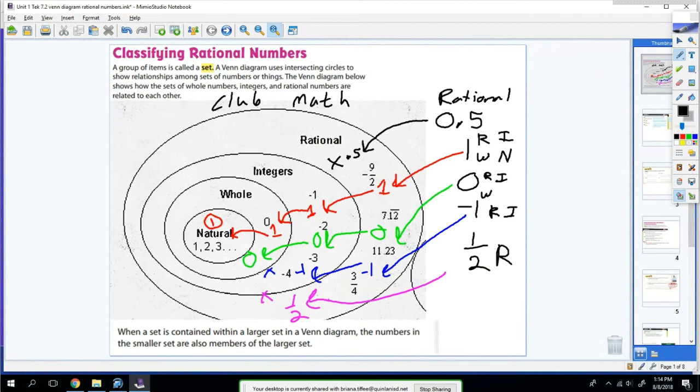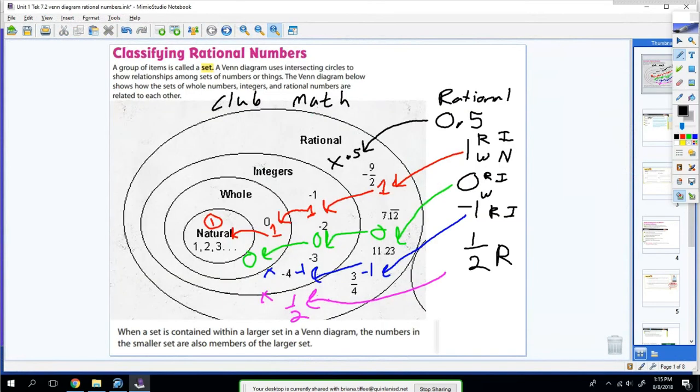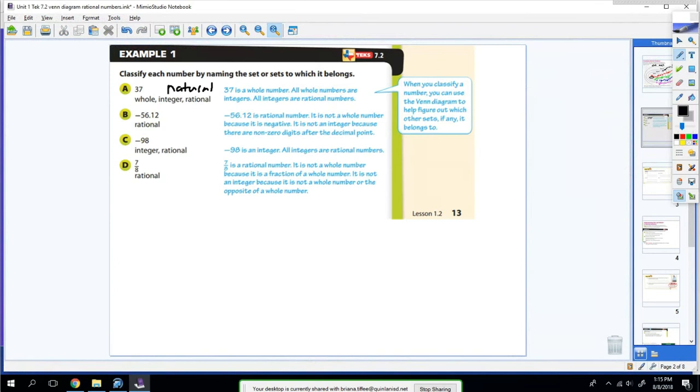The next part is to figure out where else it belongs. And that's what we're going to do right now. So number 37. 37 is whole, an integer, rational, and it also gets natural. Because if we went back to our Venn diagram, number 37 would belong in the natural category because it's a positive whole number greater than 0.